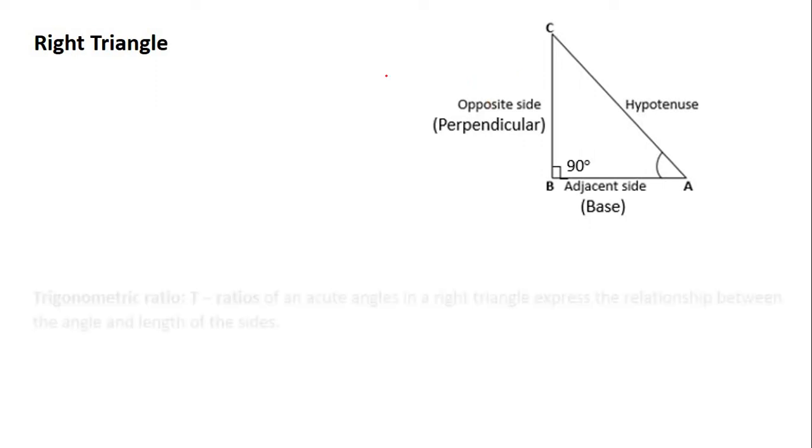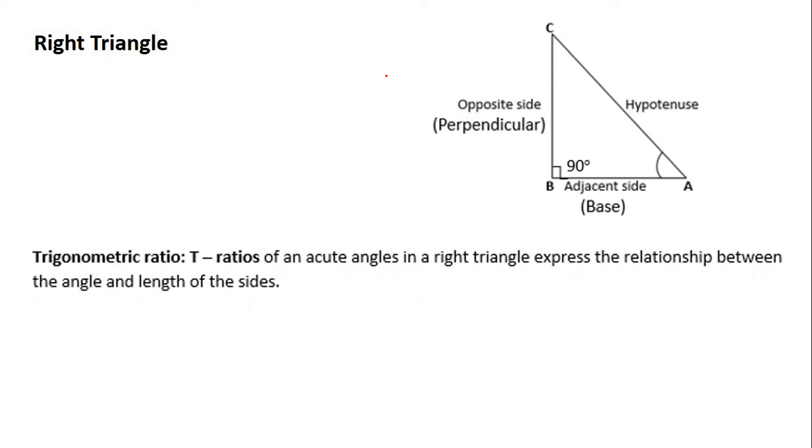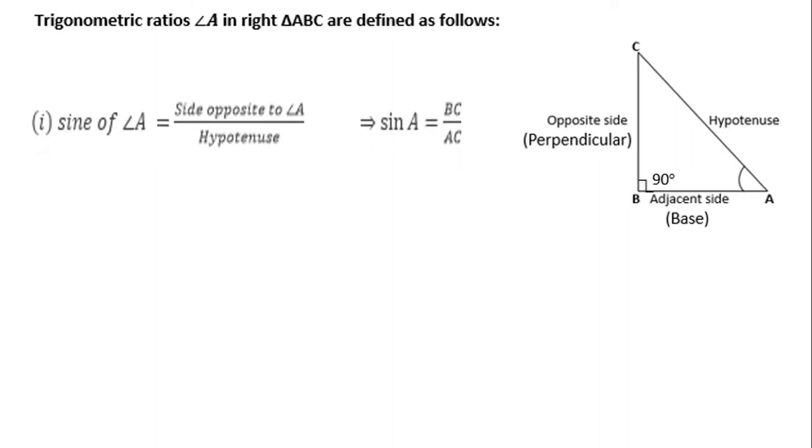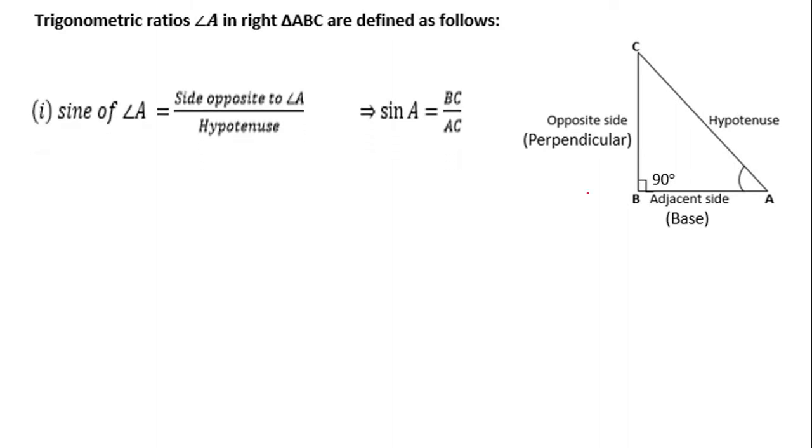Now, we would define the trigonometrical ratios for an acute angle. Always remember, T ratios of an acute angle in a right triangle are expressing the relation between the angle and the length of the side. So it means the ratio is the relationship between this angle and the sides, right? Now to define trigonometrical ratios, we will take them one by one. As you can understand, it is a ratio.